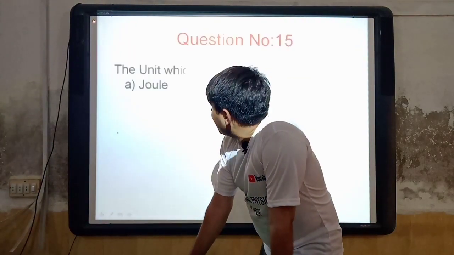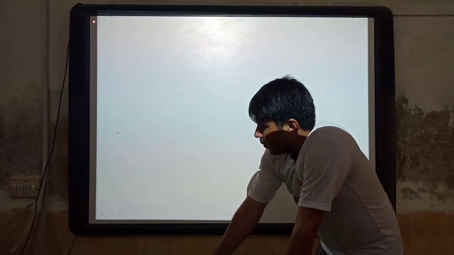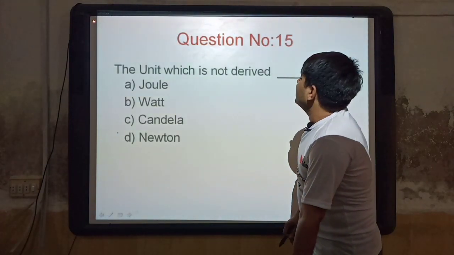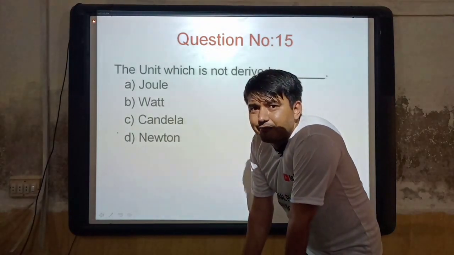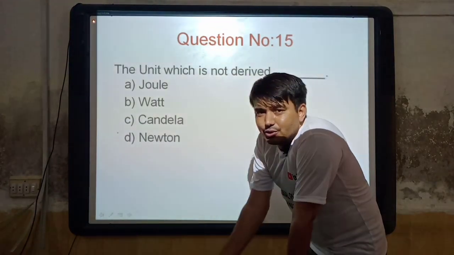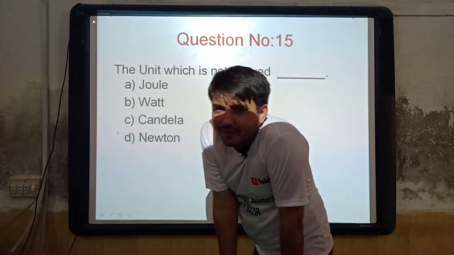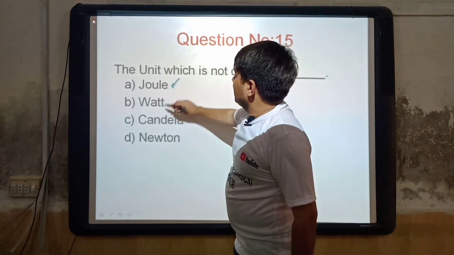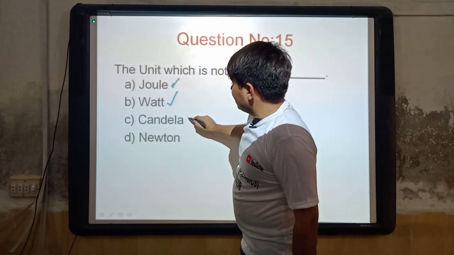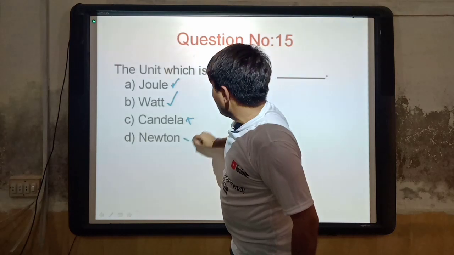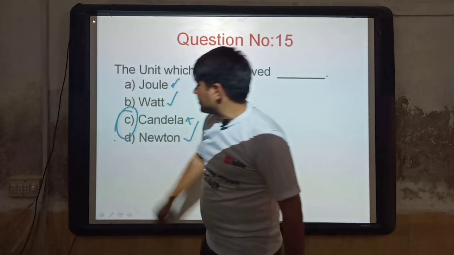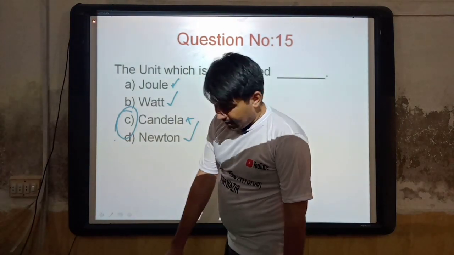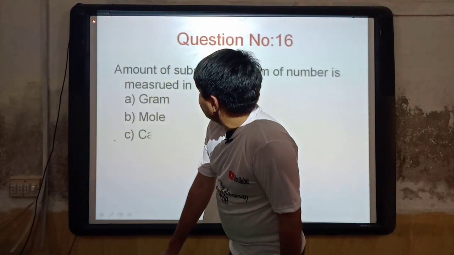Another question for you. Question number 15. Which unit is not a derived unit? Joule is derived? Yes. Watt is derived? Yes. Candela is derived? No. Newton is derived. The correct option is C.